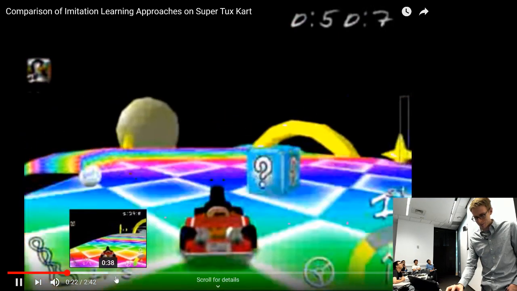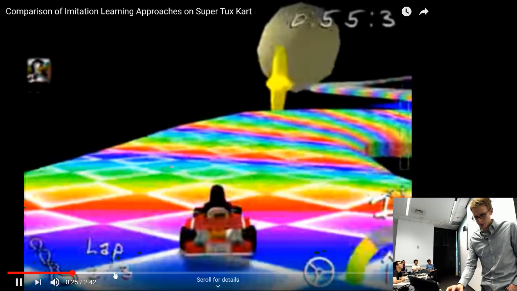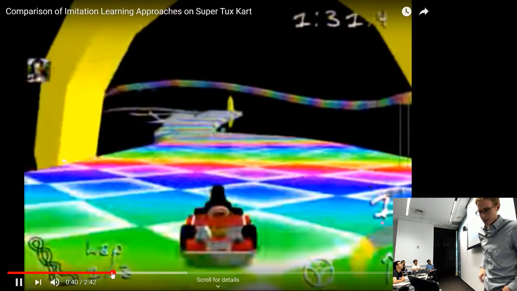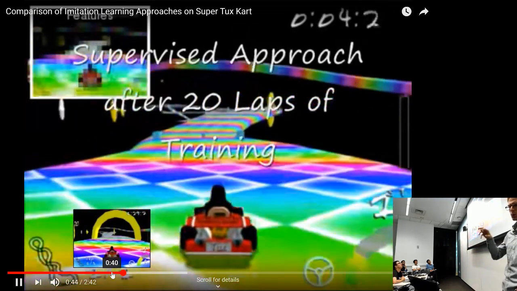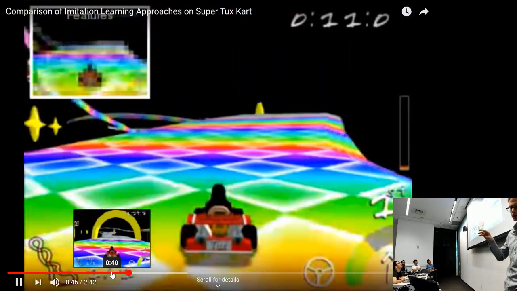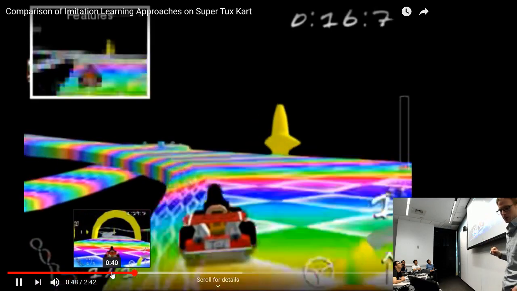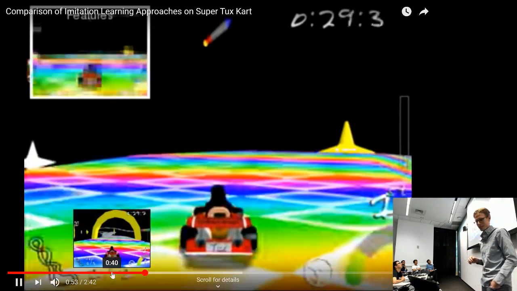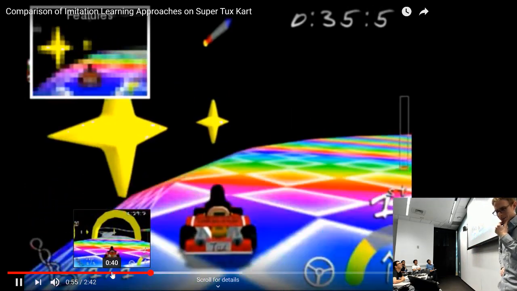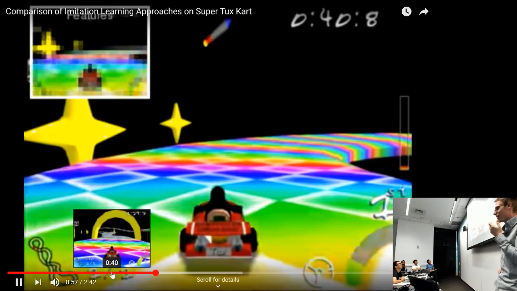So now we're going to look at what happens when we take that supervised approach to training after 20 laps of training. Okay, so this is the supervised approach. It was only trained, oh, it fell off. Okay, it's back on. Let's see if it does a little bit better here. Oh, it's near the edge. Oh, it fell off again.